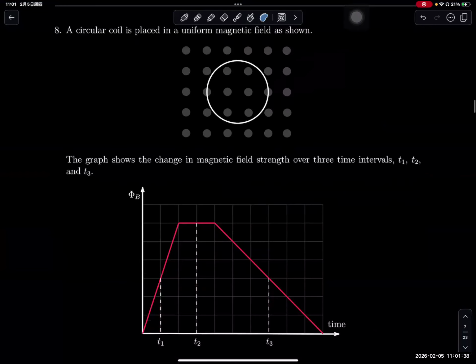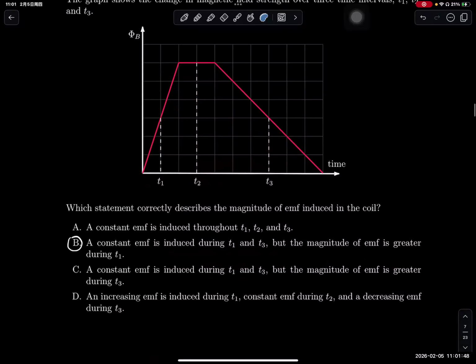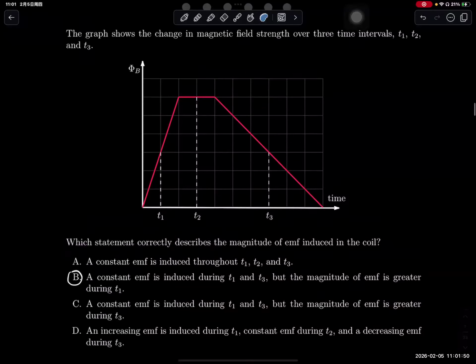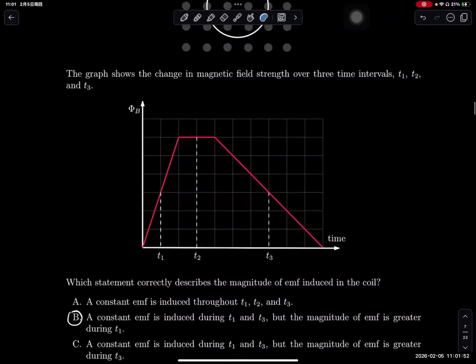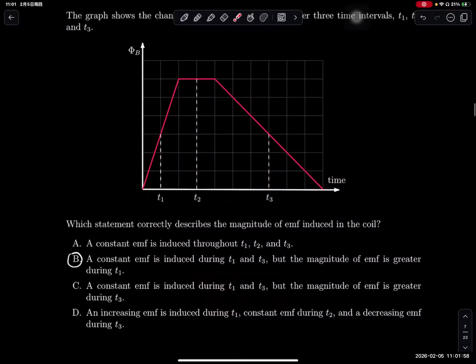Question 8, we have a loop inside of the outer page magnetic field. The graph shows the changing magnetic field strength over 3 time intervals, T1, T2, and T3. Which statement correctly describes the magnitude of EMF induced in the coil? So during the period of T1, the flux is increasing, so we're going to induce an EMF.